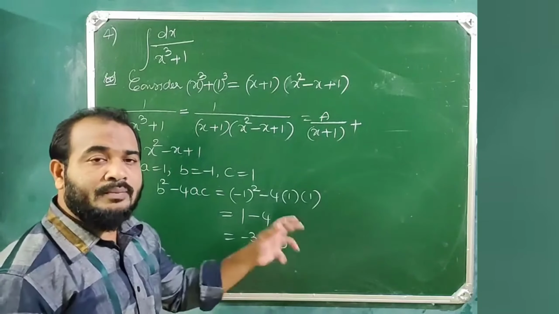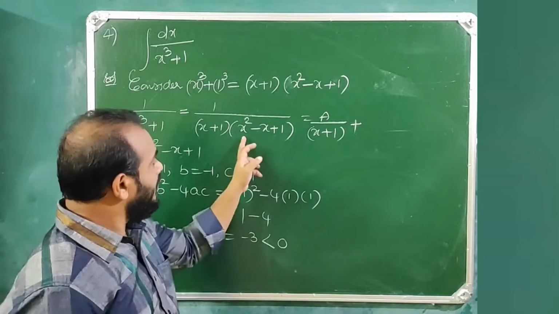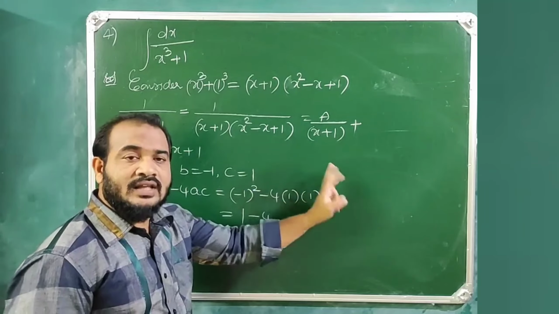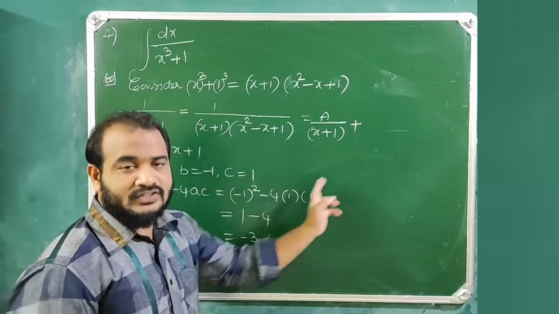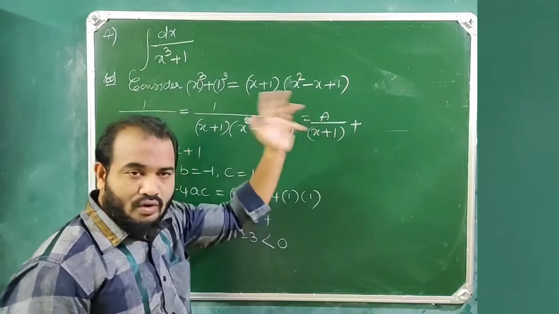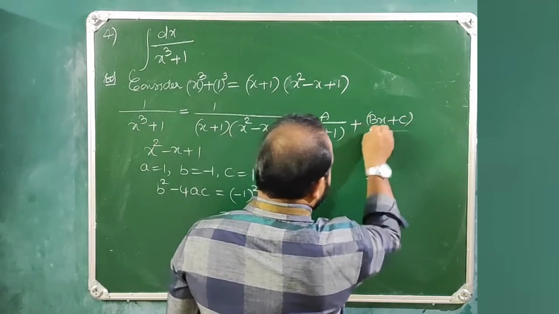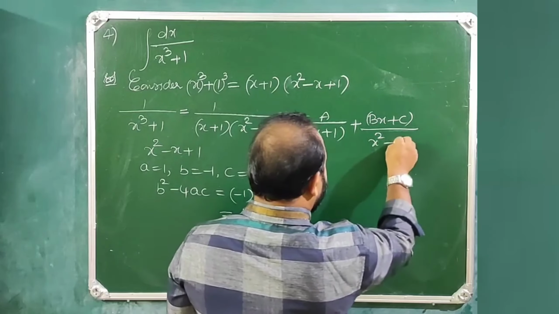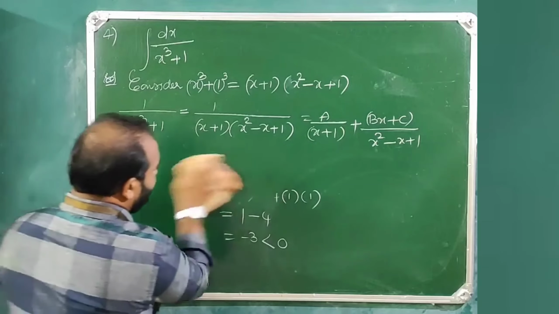For every non-repeated irreducible quadratic factor ax square plus bx plus c or px square plus qx plus r, there exists a partial fraction of the form ax plus b by ax square plus bx plus c. Since a is already introduced, this is bx plus c by x square minus x plus 1. So let us write this.